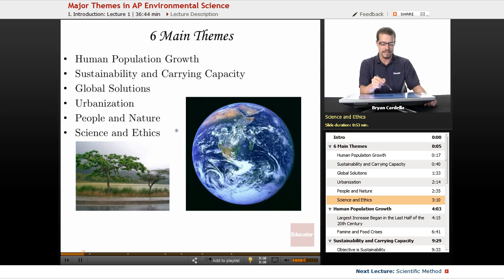And then science and ethics. Is what we're doing an ethical choice? What are our values? Is it about just sustaining human population? What about animal populations, plant populations? It's all connected. So in terms of how we deal with environmental issues from an ethical standpoint and what are those ethics based on, it's important to consider.